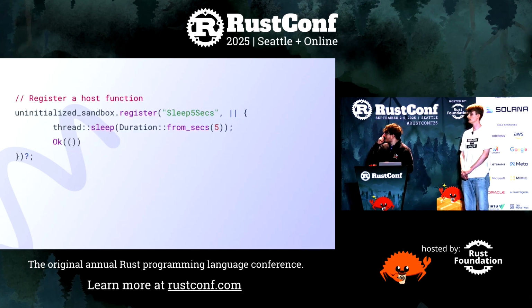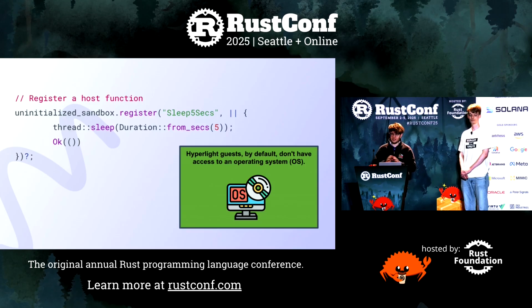Now, the next step is you can register a host function. Just a reminder, Hyperlight guests don't have an OS, right? So if you want to run workloads that are a little more complex, the host has to specifically provide the functionality that you want the guest to have access to. In this case, we have this function, sleep for 5 seconds, which, as the name suggests, will sleep for 5 seconds. And these are essentially syscalls that the guest will then have access to via the Hyperlight guest API.